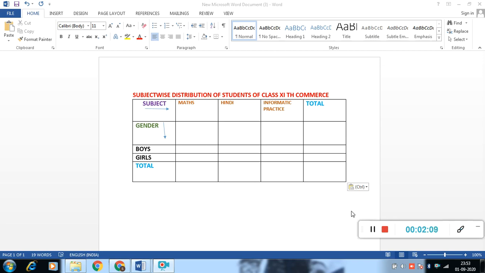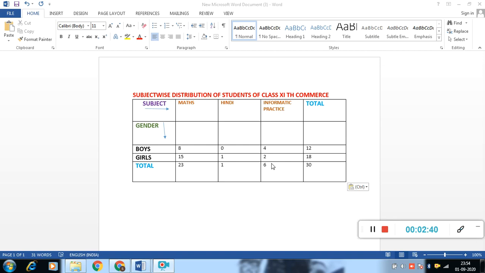Now I will fill the body of this table. In this table you can see that in maths the total number of students is 23 in class 11th Commerce, in which 8 boys have opted for maths and 15 girls have opted for maths. And only one girl has opted for Hindi in 11th Commerce. There is no boy who is studying Hindi in 11th Commerce.